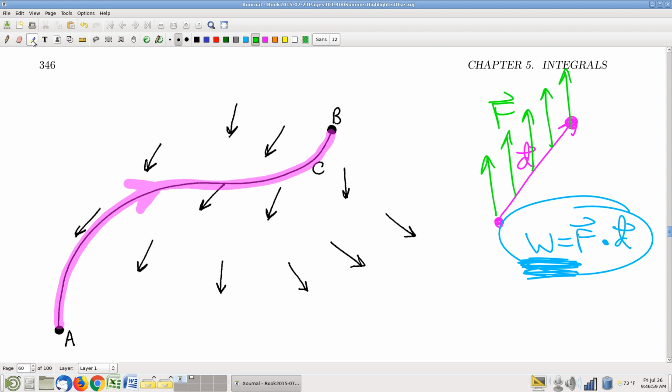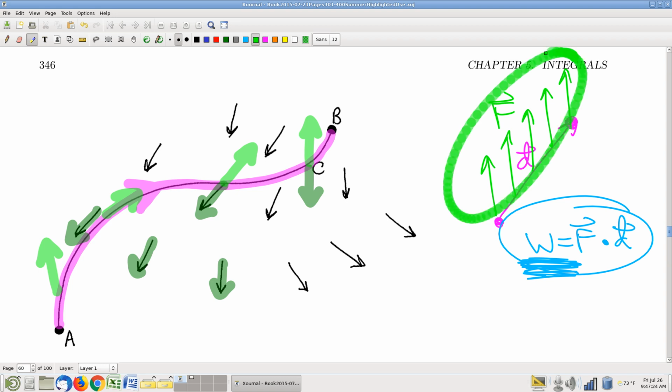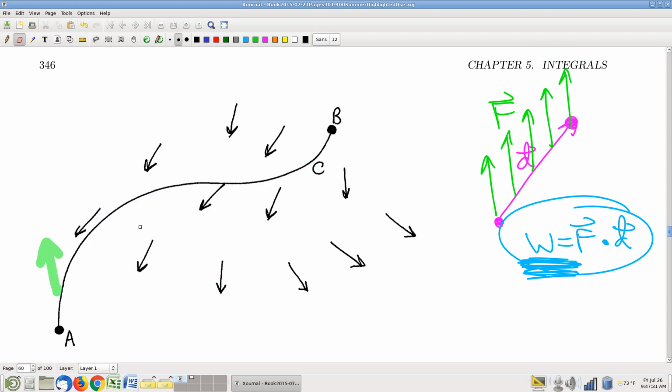So the forces that I'm moving against are like this, and they're not constant. They're different at different places along the path. So the forces that I am applying as I go along here, I'm applying that force in there, that force in there, that force in there, maybe something more like that over there. If the force is not constant, how do you deal with that?